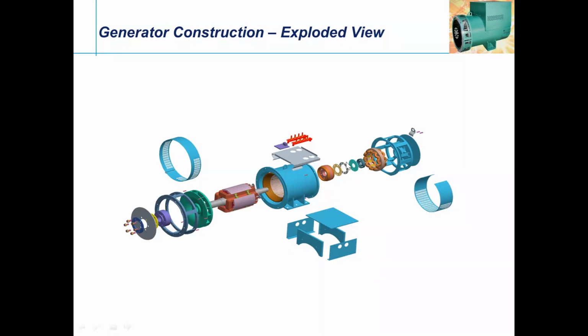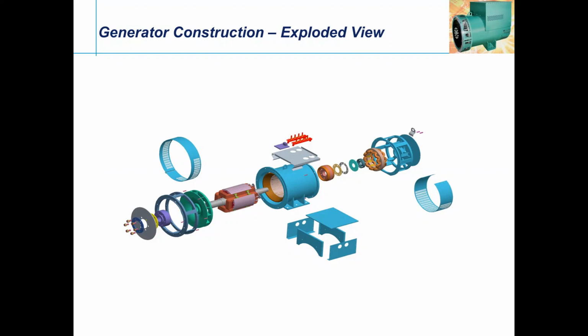This is an exploded view of a single bearing alternator, wherein there is no DE bearing, only an ND bearing, and there is a D adapter followed by a fan. There is a main rotor and main stator winding. This is a terminal box where the output leads can be connected to the terminal bars. And of course, there is an exciter, which we will discuss in the excitation system.